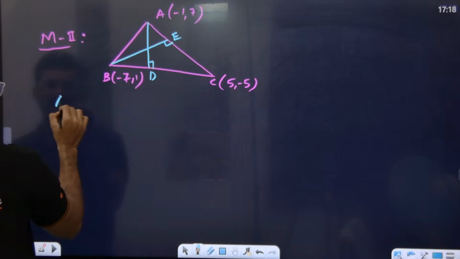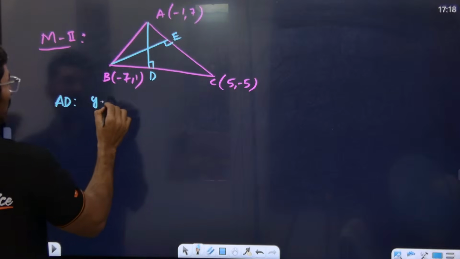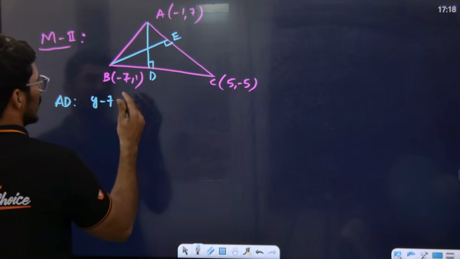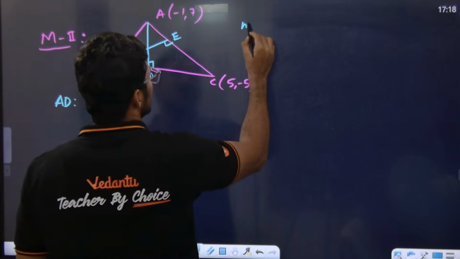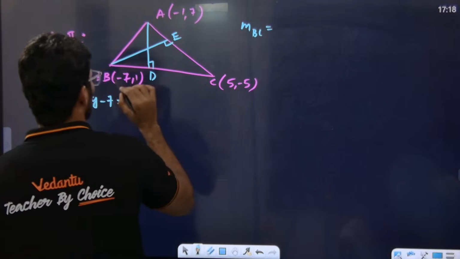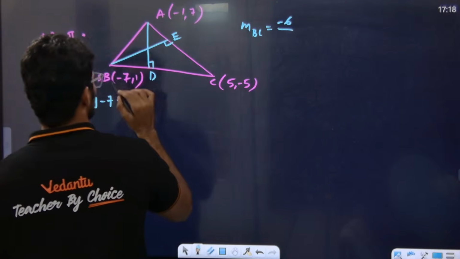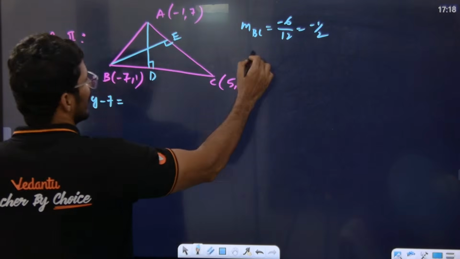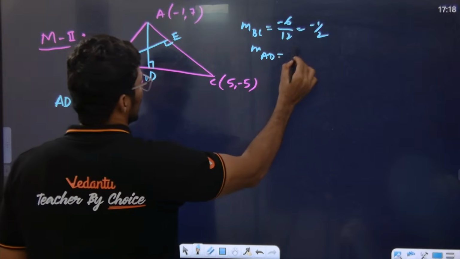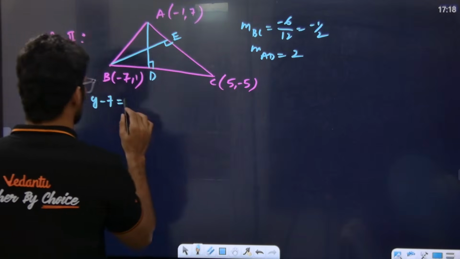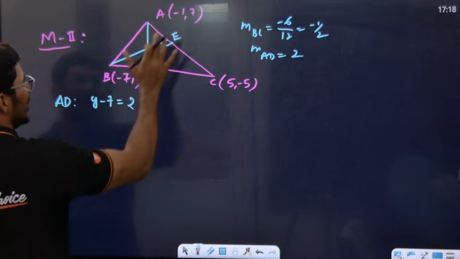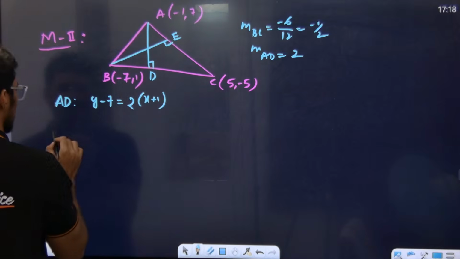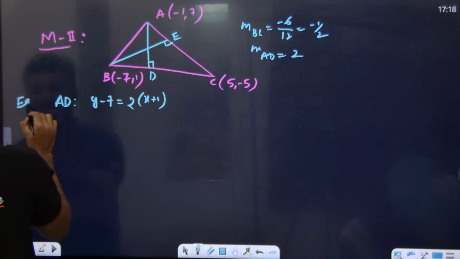Equation of AD: how do you find it? y minus y1 is equal to the slope of AD times (x minus x1). First we find the slope of BC: (y2 minus y1) is minus 6, (x2 minus x1) is 12, so minus 1 by 2 is the slope of BC. Then the slope of AD is the reciprocal with opposite sign, so 2. So y minus y1 is equal to 2 into (x minus x1). This is the equation.